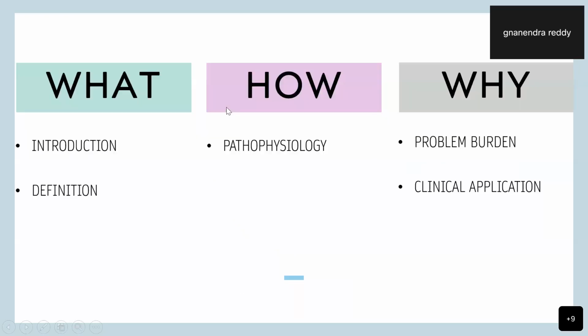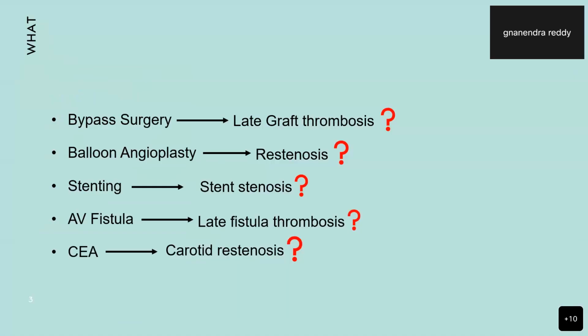I'm going to discuss this topic by dividing into three broad categories: what, how, and why. So, what is intimal hyperplasia, and how does it happen, and why is it clinically important for a vascular surgeon? So, we see various scenarios in our daily vascular clinics.